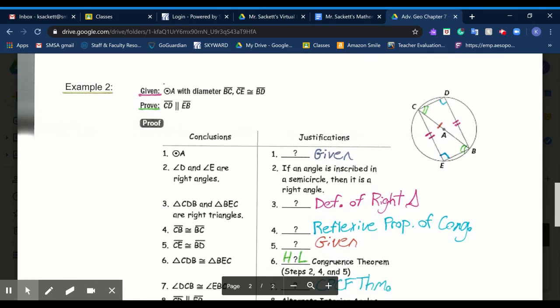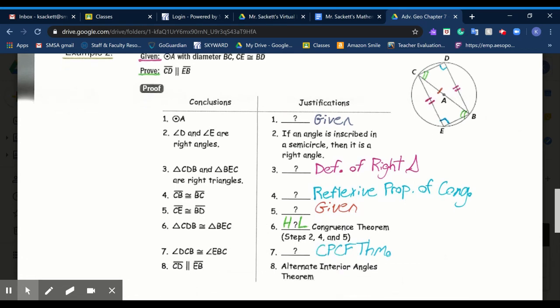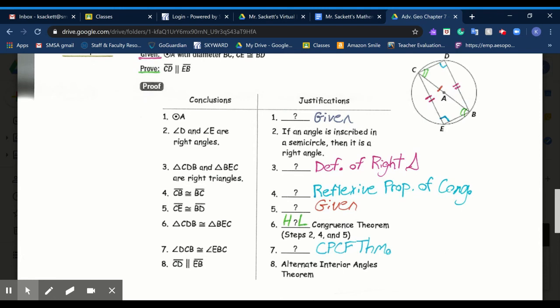Example 2, they gave us the information of circle A with a diameter of segment BC and that segment CE is congruent to segment BD. They want us to prove CD is parallel to EB. Now in this proof, obviously, they filled in a lot of info. We just had to fill in some of the blanks.